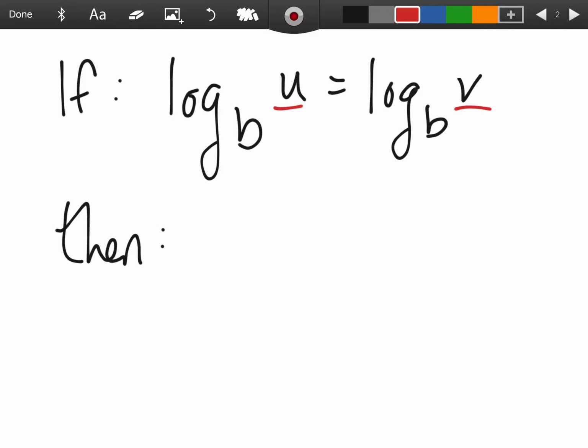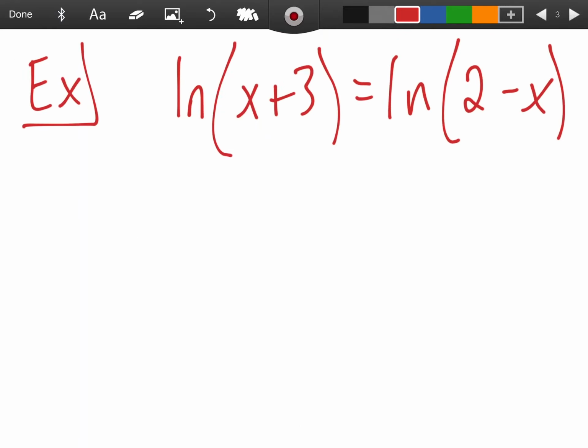At this point, we could just say, well, if log of something is equal to log of something else, those two somethings need to be equal to each other. So u has to be equal to v. So we could think of, all right, well, we're just going to cancel out the log base b's and just say u must be equal to v.